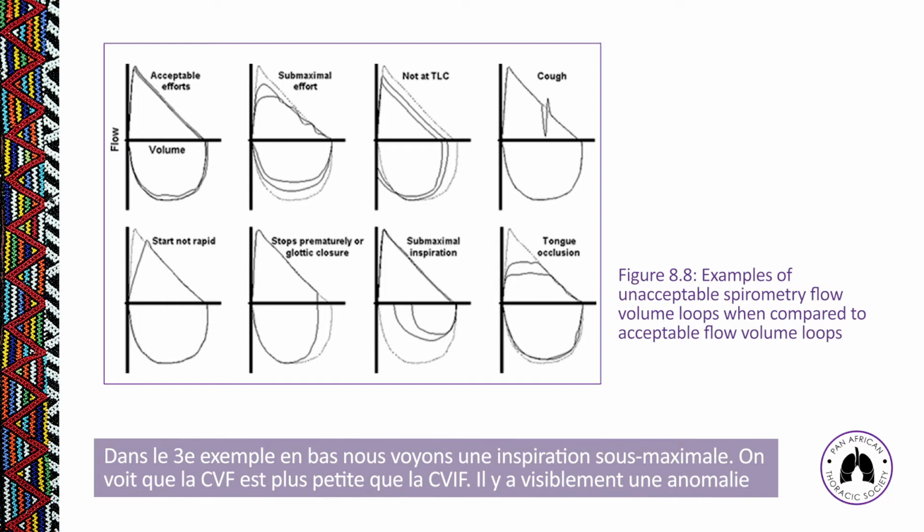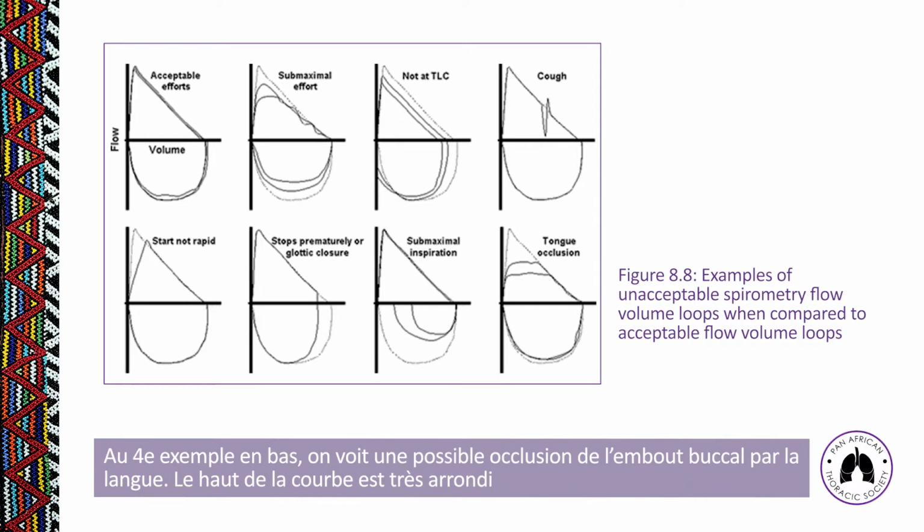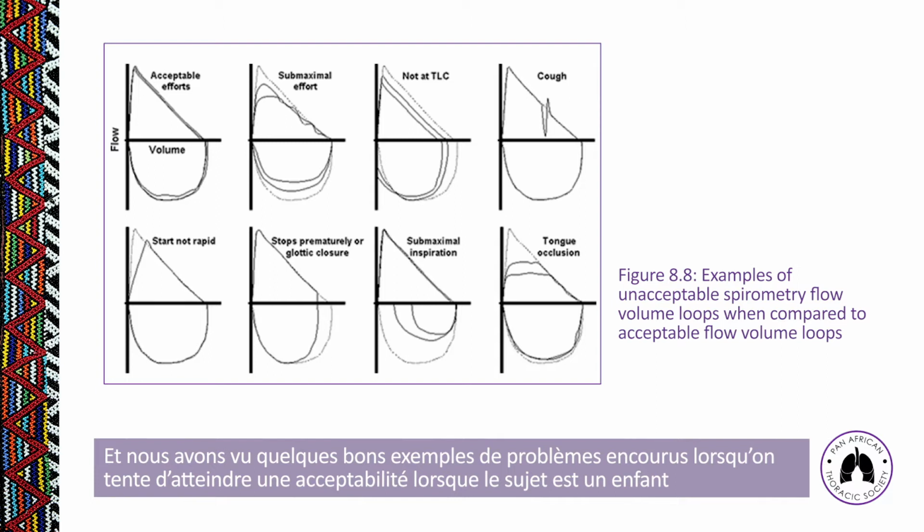In the third example on the bottom row, there is submaximal inspiration. You can see that the FVC is smaller than the FIVC. There's a discrepancy there. In the fourth example on the last row, you can see that there's possibly an occlusion of the mouthpiece by the tongue. The graph is very rounded. So those are good examples of some of the problems that you can see on gaining acceptability when the child is blowing.